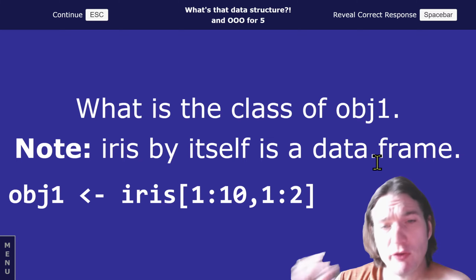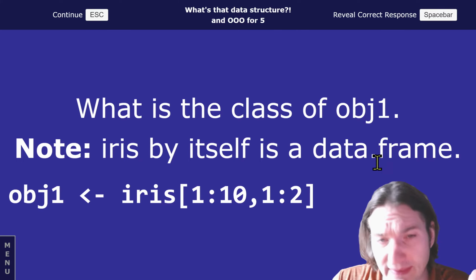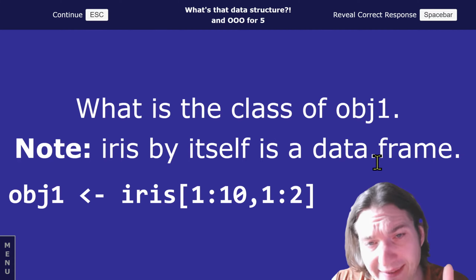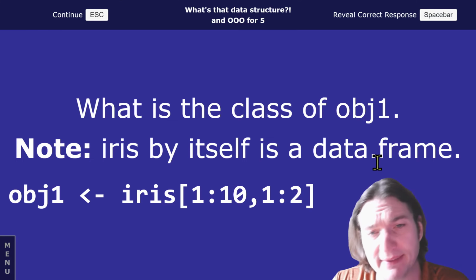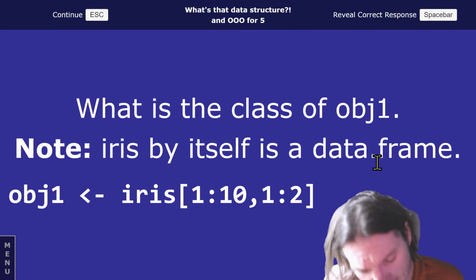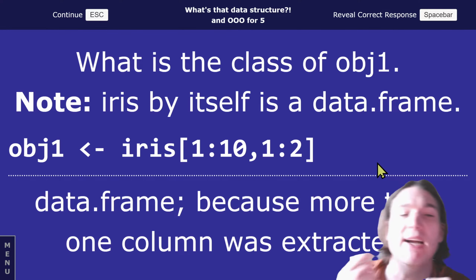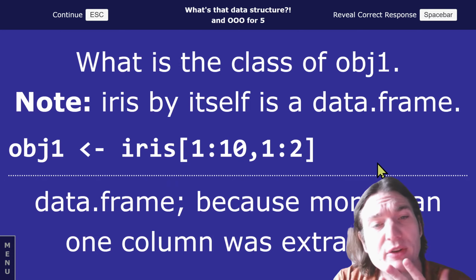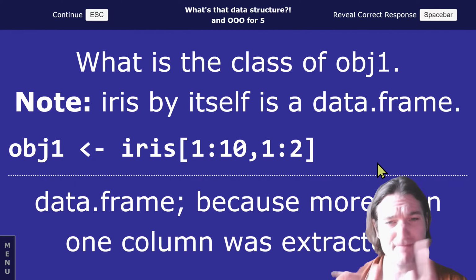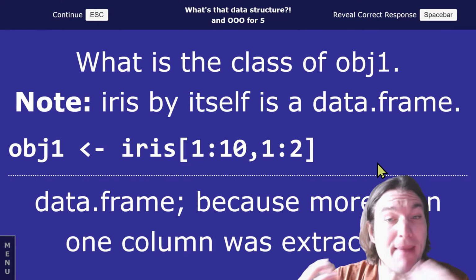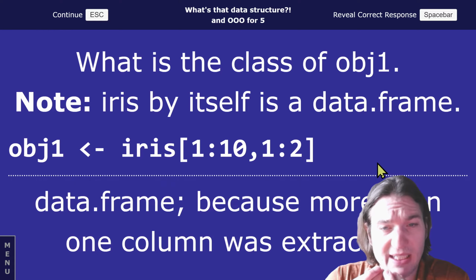Okay, so here I am demonstrating an extraction. I say iris by itself is a data frame. I'm then extracting 2 columns and 10 rows from iris. One thing to note is that anytime I extract more than one column from a data frame, because of that underlying list structure, R doesn't simplify it. It's going to remain a data frame because it's consisting of 2 containers.